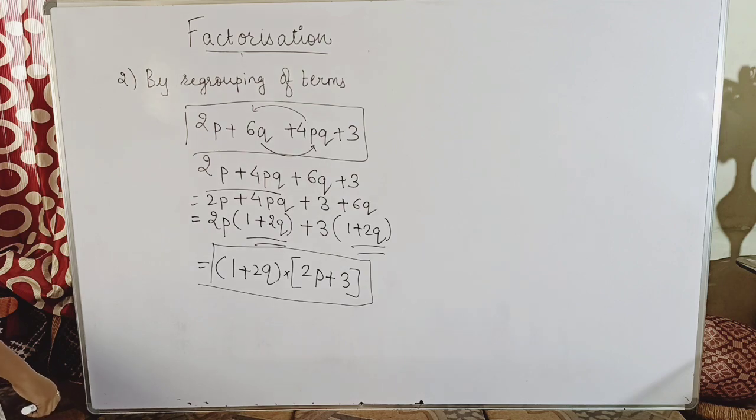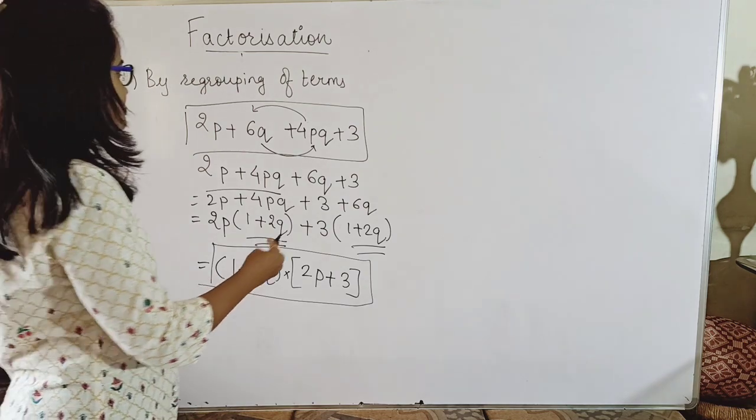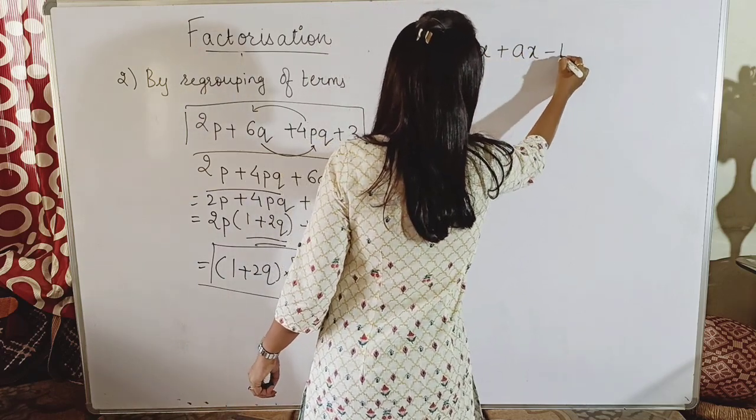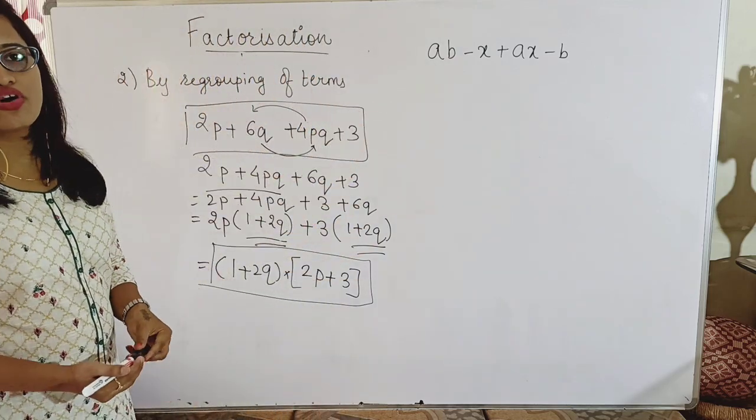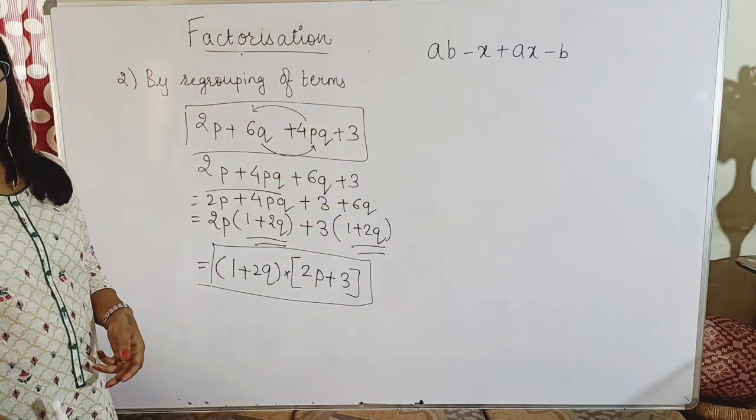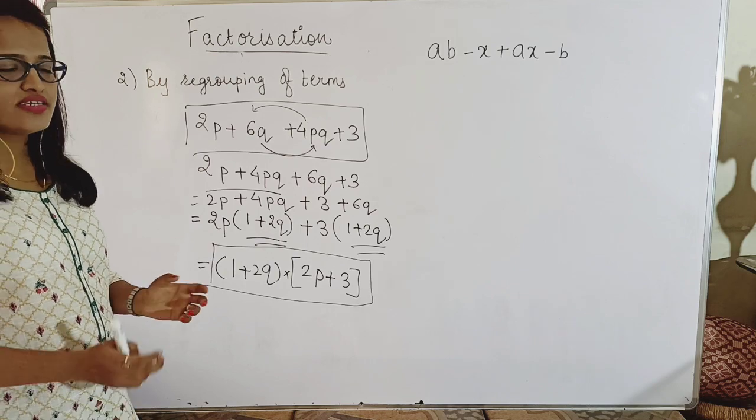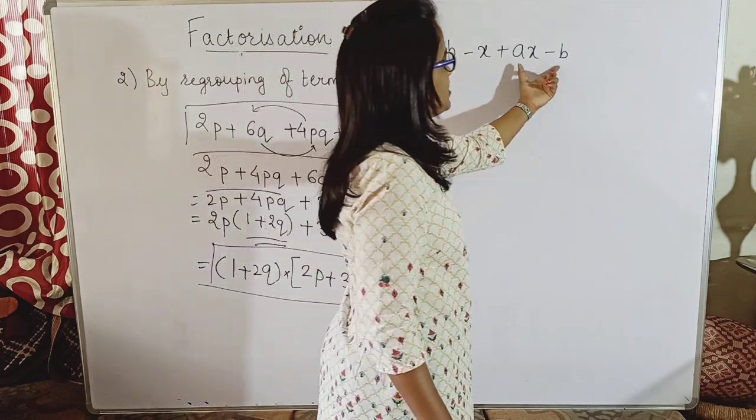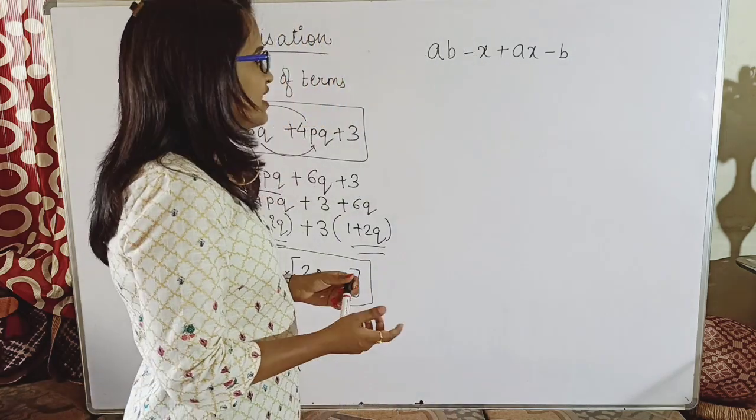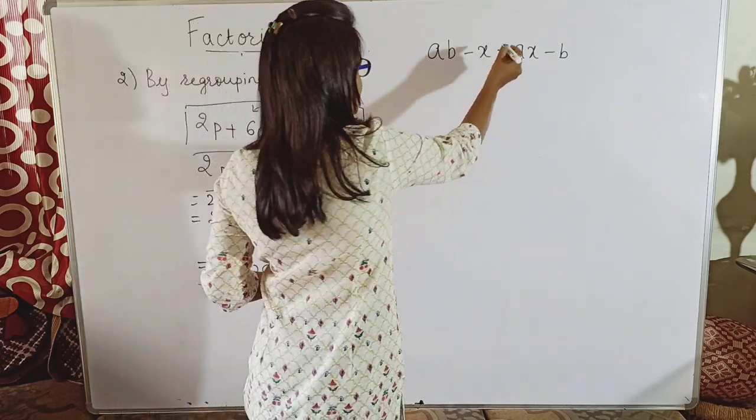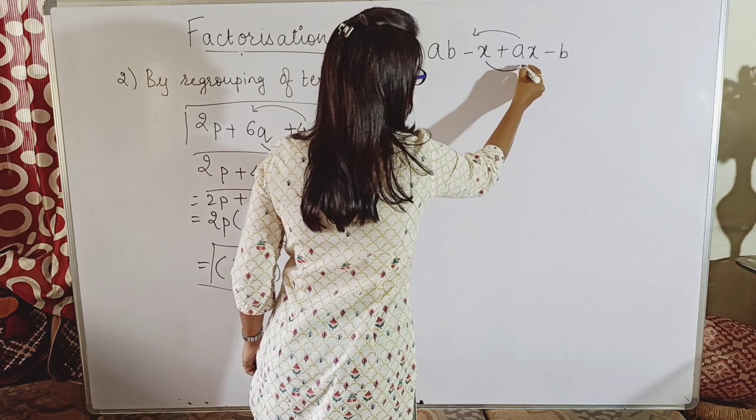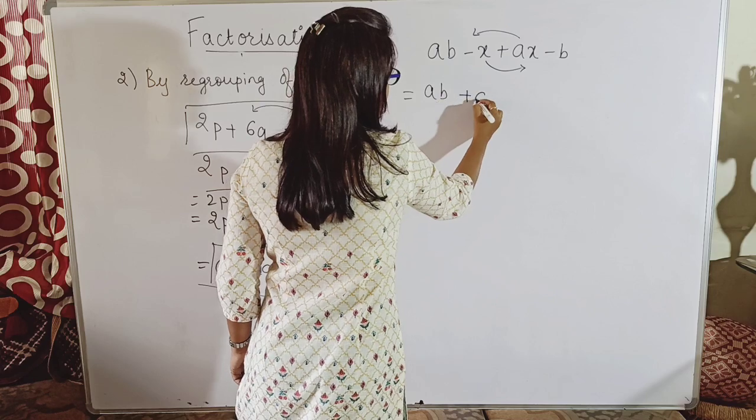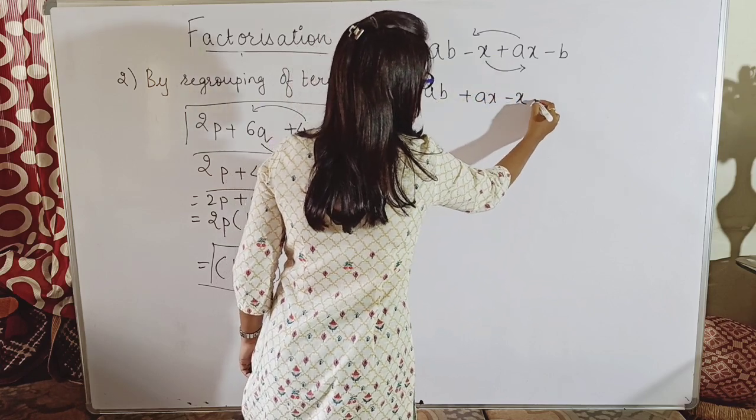Let us take one more example so that you will understand. AB minus x plus ax minus b. Again, I cannot find a common factor present in all the four terms. So again I have to find common factors between two terms. In AB and x, is there anything common? No. Whereas in ax and minus b, again no. What if I rearrange the terms? Again, let us take ax on this side and minus x on that side. So what will be my expression? AB, this ax is plus, so plus ax, x is minus, so minus x minus b.